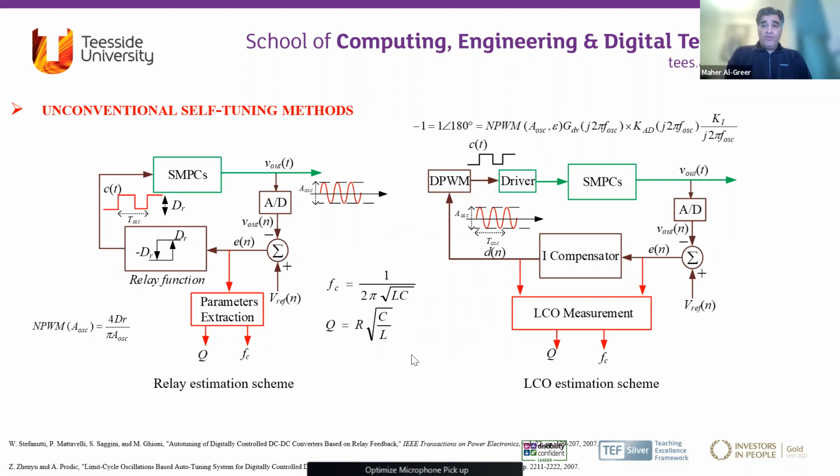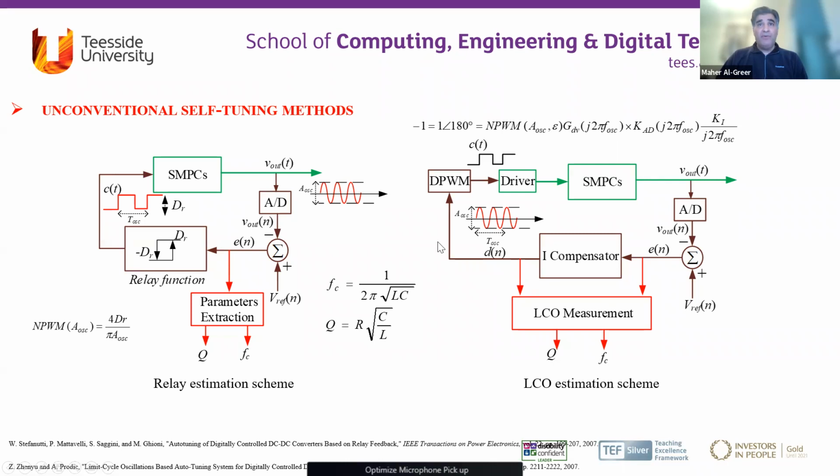These two methods are also parametric techniques, and they use the characteristics of relay estimation schemes, using a relay as the main controller in the feedback signal. Again, there are some nonlinear characteristics here, but the aim is that the error signal goes through this relay controller to generate some kind of oscillation in the system. Based on that oscillation, we can find the corner frequency and the quality factor of the converter. Those two parameters are very important in the design of the control system because they are related to the components of the converter.